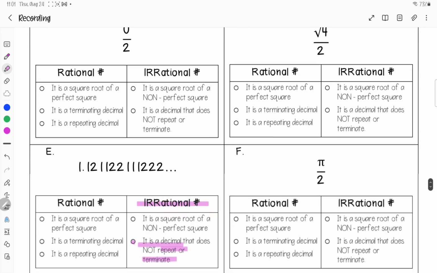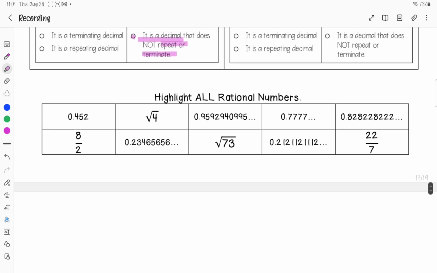All right, try those last couple there. And then I want you to highlight all the rational numbers. So like this one is rational. It's a terminating decimal. Finish that off.